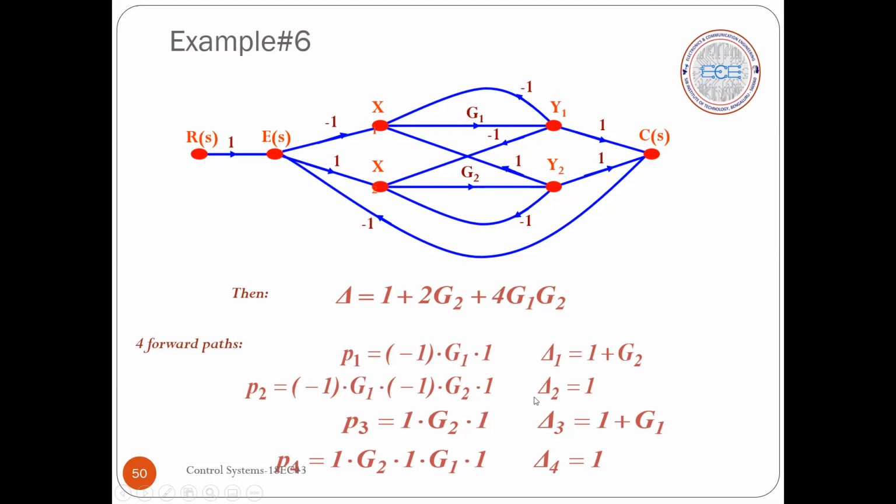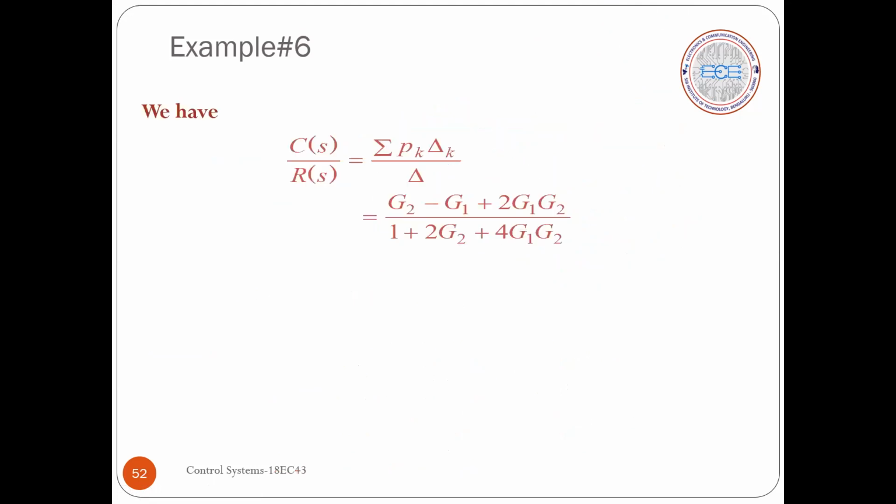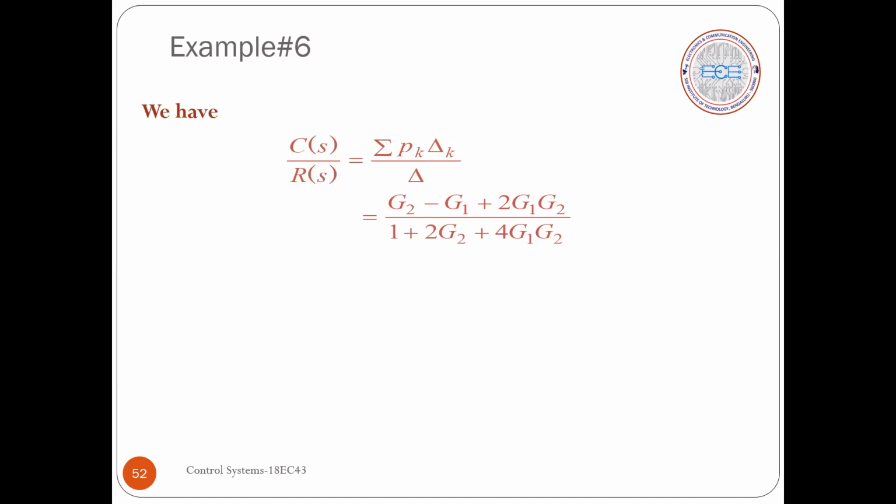Similarly, for the delta k calculations, which we have learned in the previous classes, while calculating delta 1, you have to remove forward path 1 in the graph, retain the rest of the graph, and compute delta. Similarly, how to compute delta 2? You have to remove forward path P2, retain the rest of the graph, and calculate delta, which becomes delta 2. Similarly, delta 3 is the delta calculation removing P3 in the graph, retaining the rest of the graph, and so on. That is what we have to do. So we have this final equation, sum of Pk delta k divided by delta.